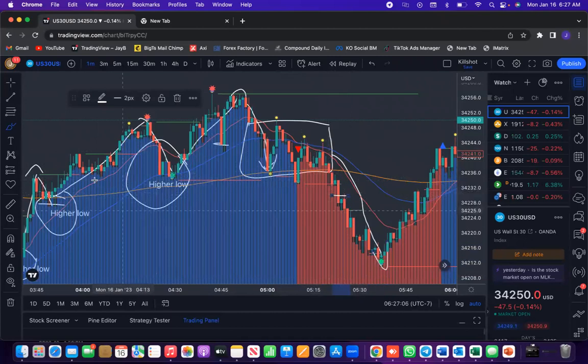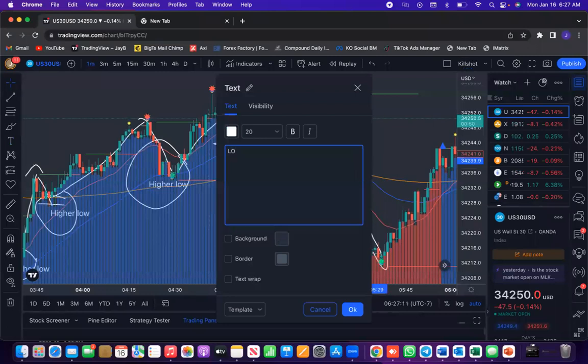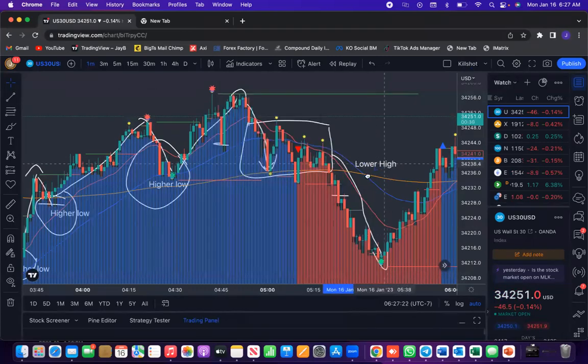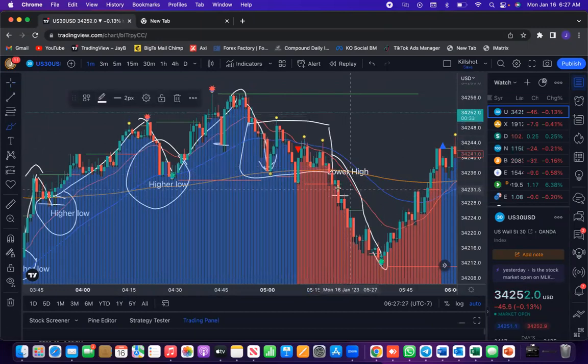And then you have a lower high, right? Okay, then you have a lower high right here, right there. As it's breaking through this support, you have a lower high right here, then you have another one right there. And this one's happening a bit quicker than the buy trend.